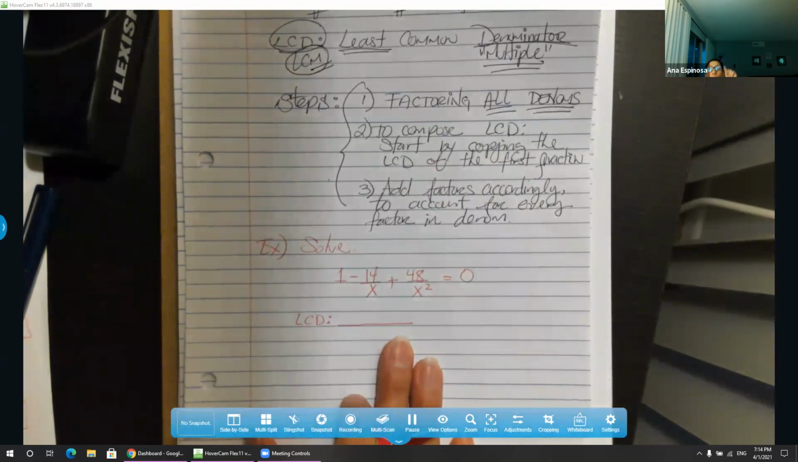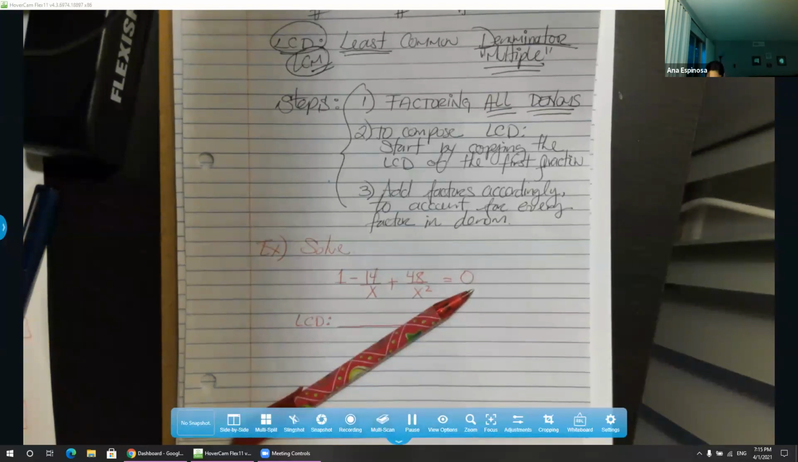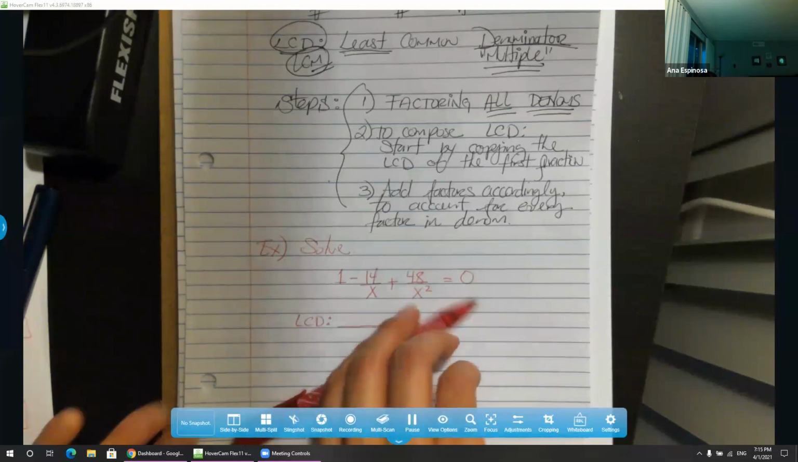If it doesn't disappear, one of 2 things happened. Either your LCD was incorrect because you didn't have enough factors, or second of all, you multiplied incorrectly. Your LCD might be correct, but you multiplied incorrectly. So one of those 2 things happened. Go back and check. All right. So how do we do this?